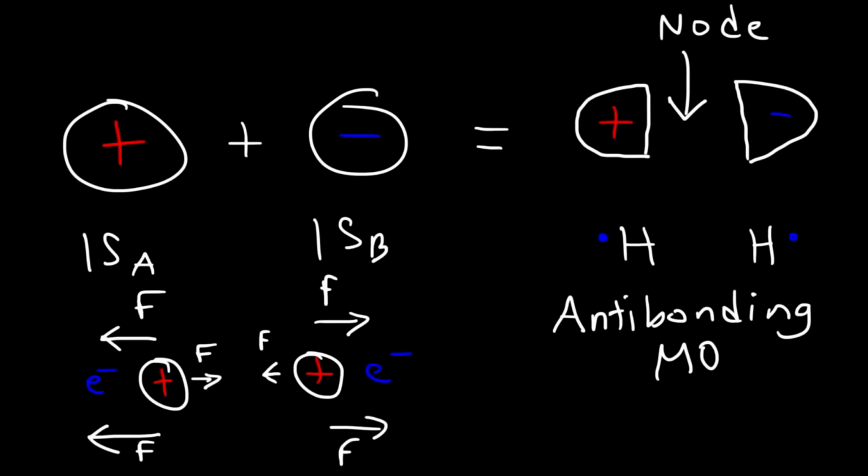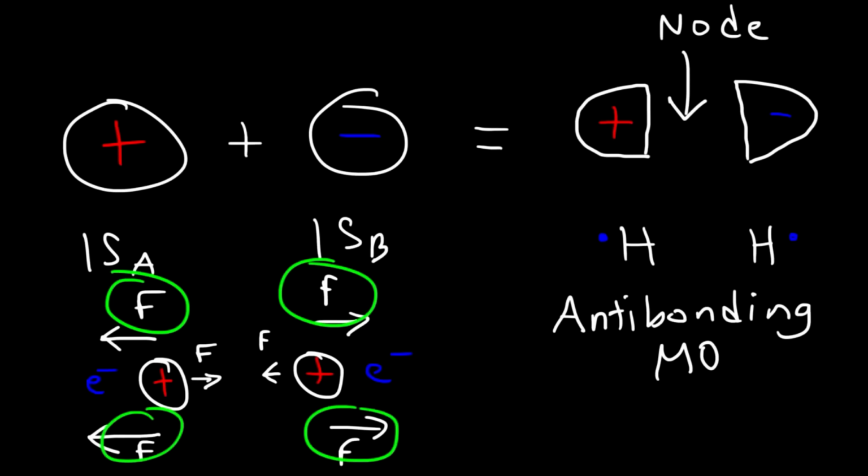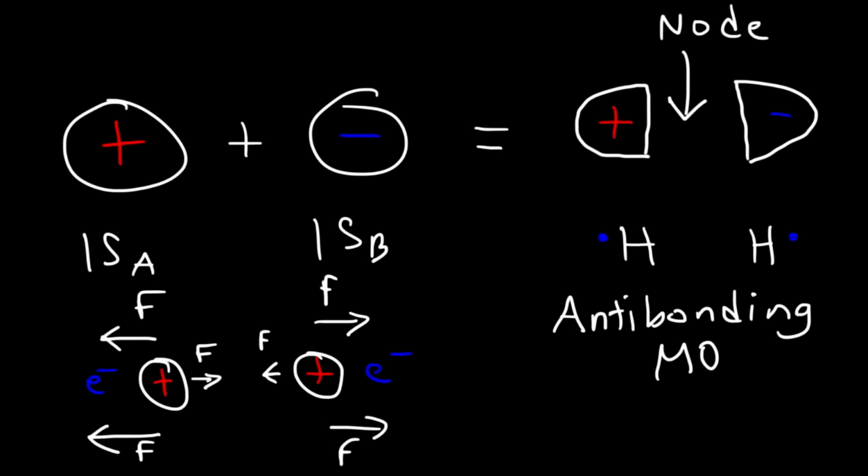So notice that we have 4 large forces that want to cause these two hydrogen atoms to move apart from each other. And there's only 2 small forces that want to bring the nucleus together. So therefore, the net force in this situation is repulsive. The hydrogen atoms do not want to bond in this situation.